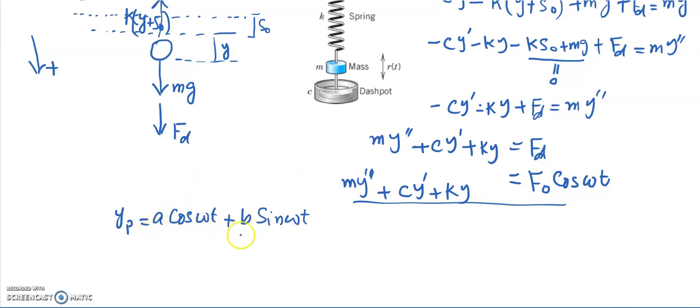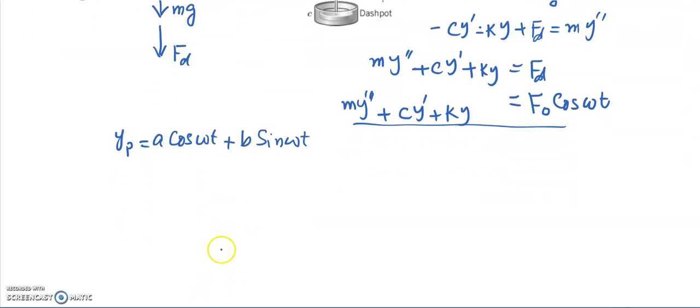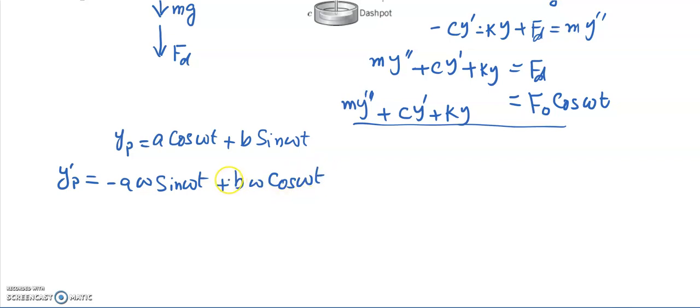If we need to find the values of A and B, we can take a derivative of this equation. So y prime p will be equal to minus a omega sine omega t plus b omega cosine omega t, and the y double prime will be equal to minus a omega square cosine omega t, and also, because it will be sine, minus b omega square sine omega t.